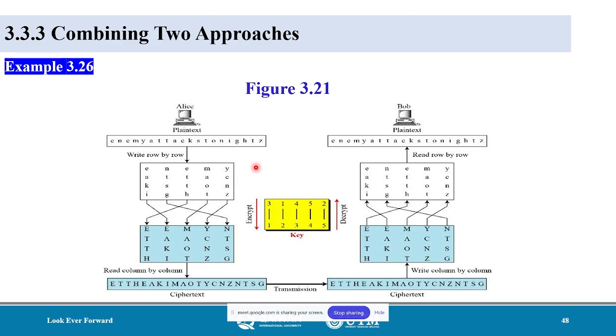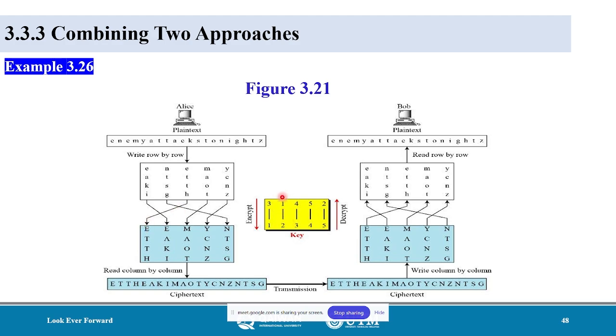Once we did this, based on the key 31452, we take the 3, which is column number 3. This is column number 1, number 2, number 3, number 4, number 5. This is column number 3, and we will put it in the position of 1. Column number 3 goes into position 1.